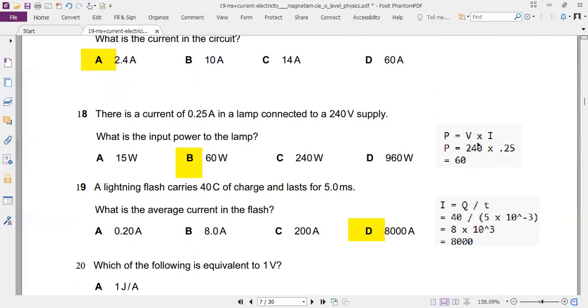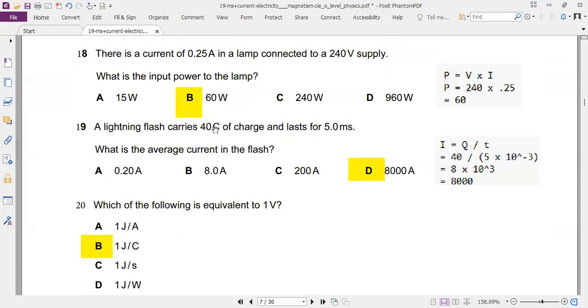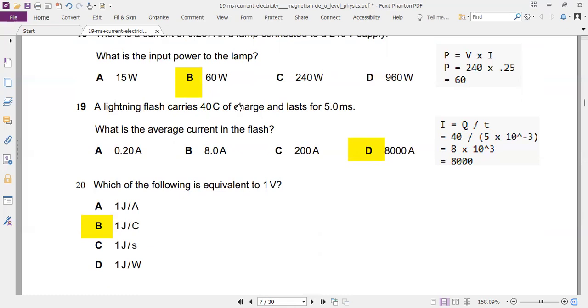Number 18, input power. So input power is equal to V times I, voltage times current, 60 volts, given in B. Number 19, a charge for this much time, I is equal to Q over T, gives you 8,000 amps. So 40 coulombs of charge from the lightning flash in 5 milliseconds can have 8,000 amps current.